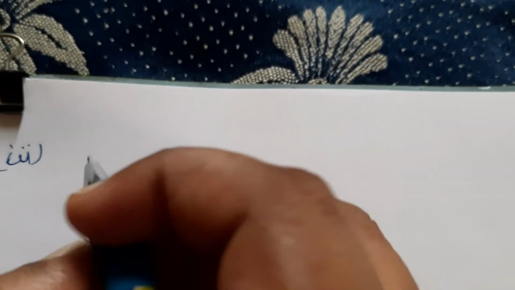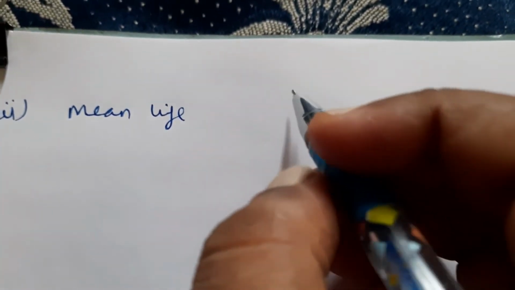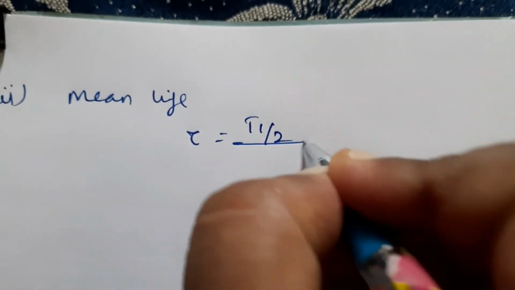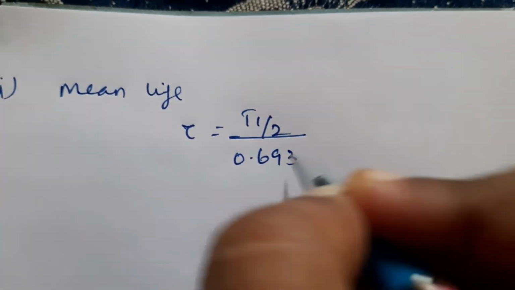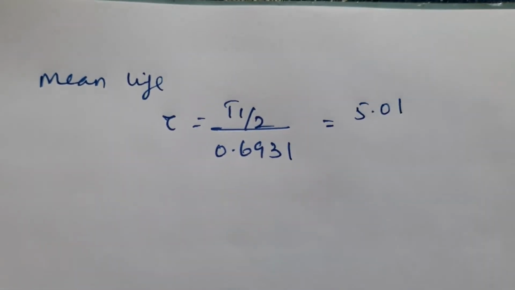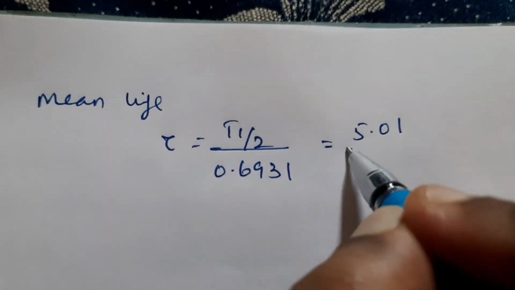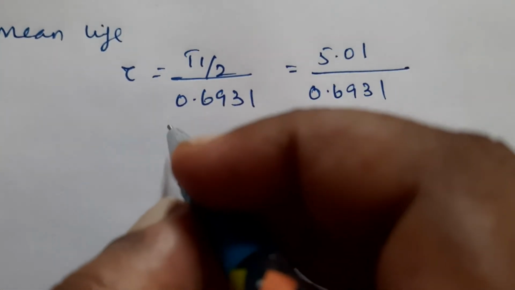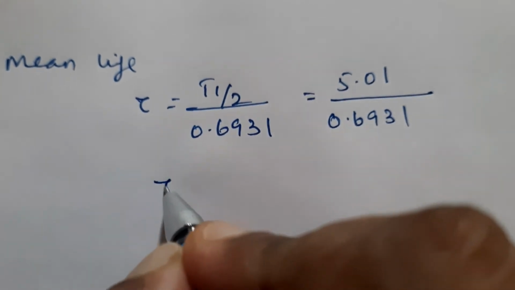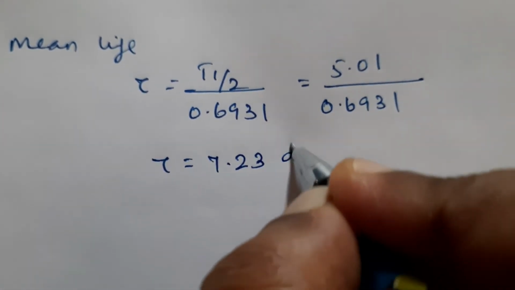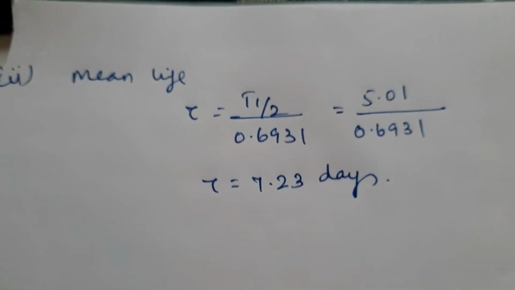Now the third point, we have to find the mean life. So how to find the mean life? Mean life is tau. Tau is equal to T half divided by 0.6931. So T half is 5.01, divided by 0.6931. We are going to find it in days. If you divide this, you will get 7.23 days.